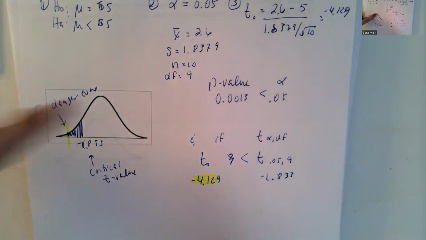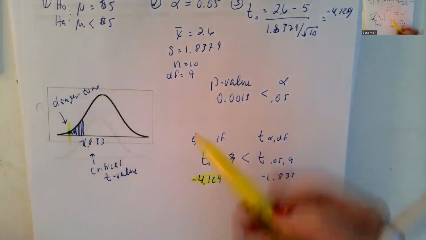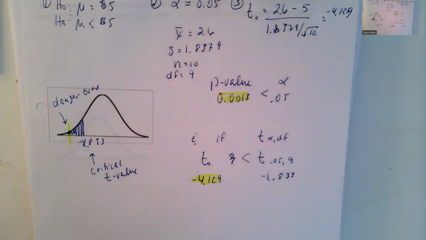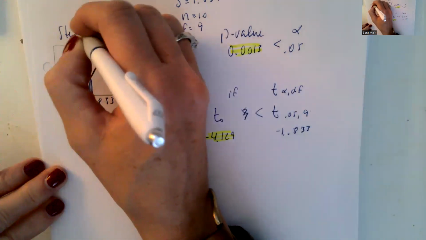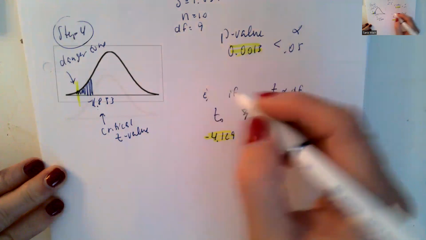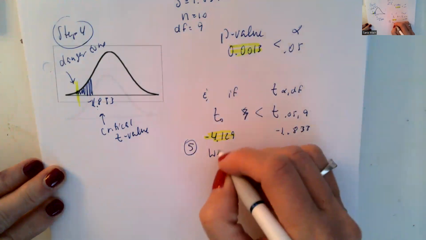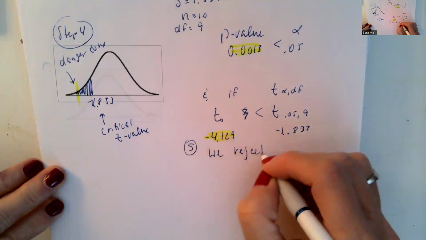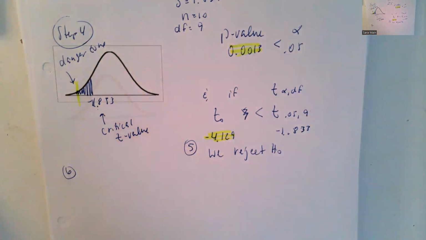So these both agree. The p-value is less than alpha, and our test statistic is in the danger zone. We don't have to use both every time, but I want you to see that they both match. So our picture is step 4, and right here is our step 5. So we reject H0. And so our interpretation is step 6.